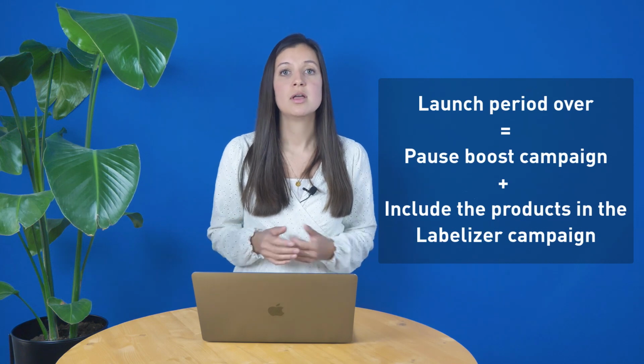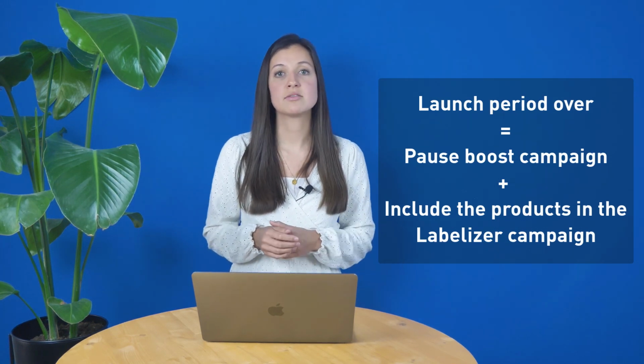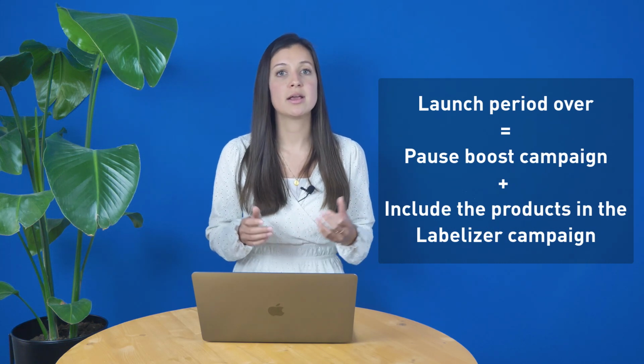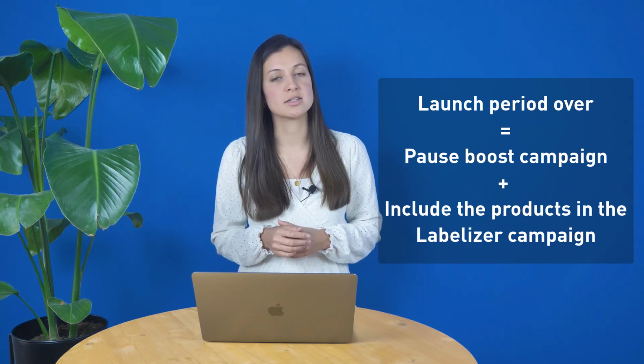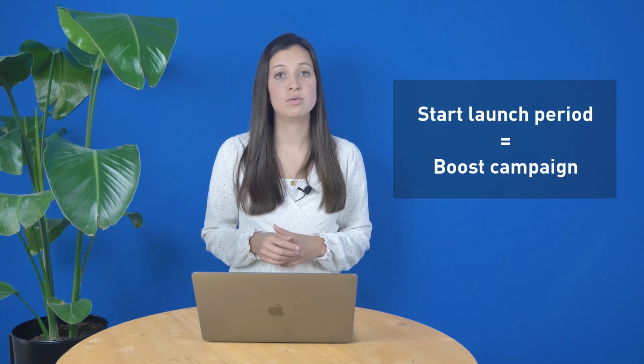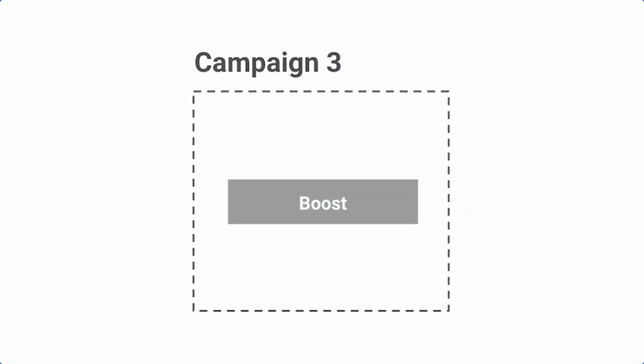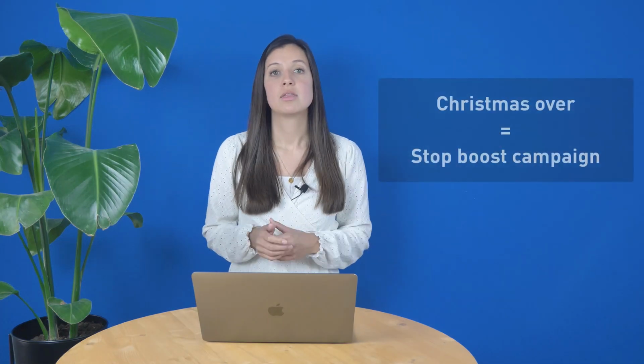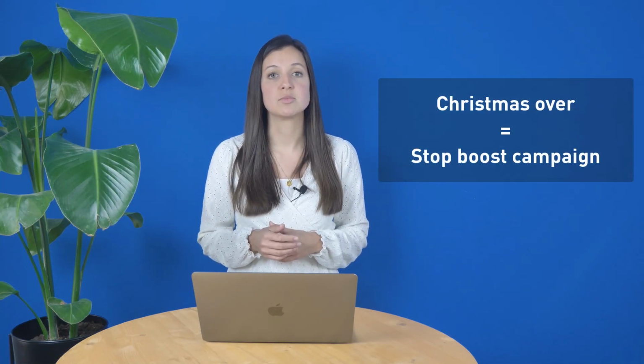Now he is in control over how much he wants to boost his new collection. Once the launch period is over and the products have gained performance data, the advertiser decides to pause the boost campaign and includes the spring collection into the labelizer campaigns. In the second example, it is close to Christmas and Christmas-related products are launched. Again, the collection is new and the advertiser wants to boost the collection as much as possible. So, a boost campaign is created. These Christmas products have their own campaign during the Christmas period. And once Christmas is over, the campaign is paused and the advertising of Christmas products stops.